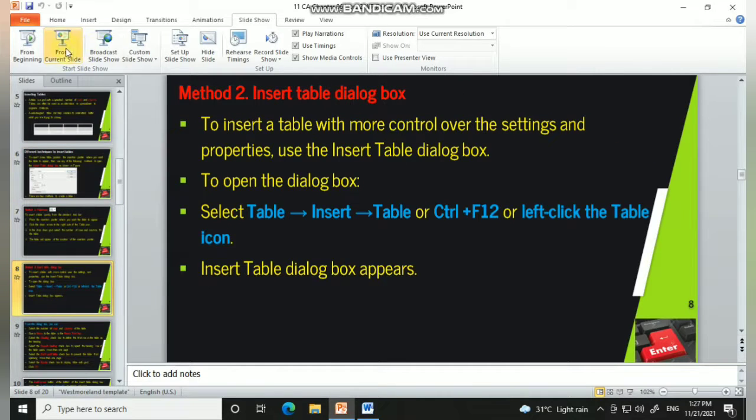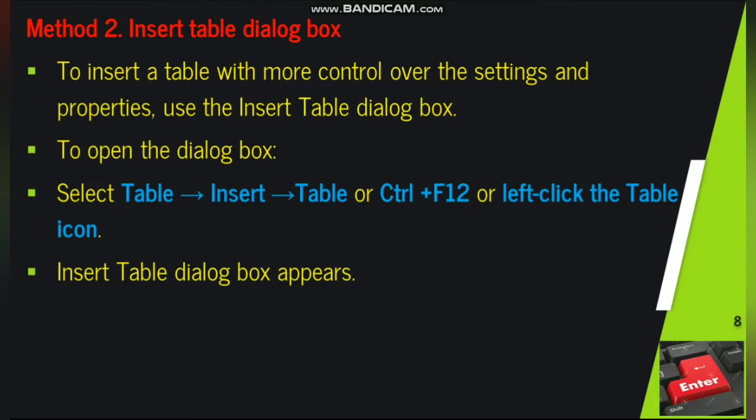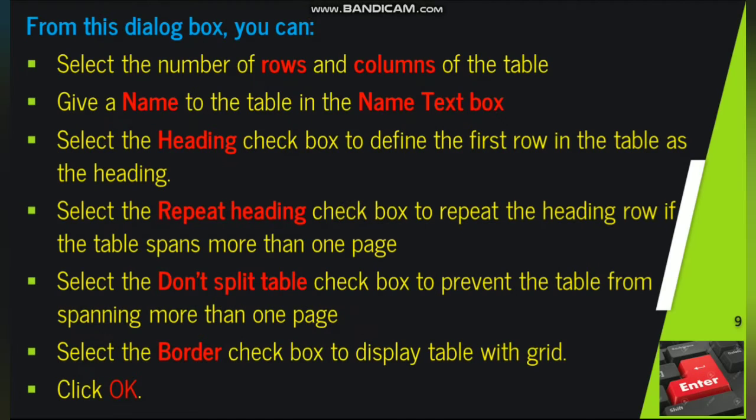And now, once after creating the table, what you should do is select the number of rows and columns, as I said, 5 rows and 3 columns, or whatever it may be. Then give a name to the table in the name text box.